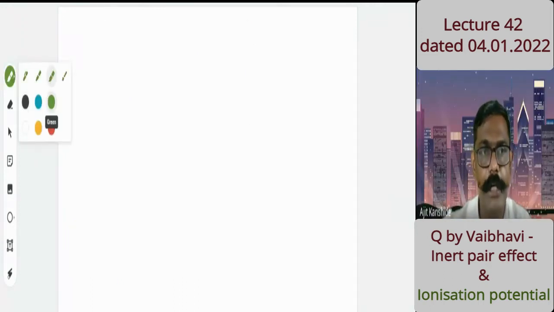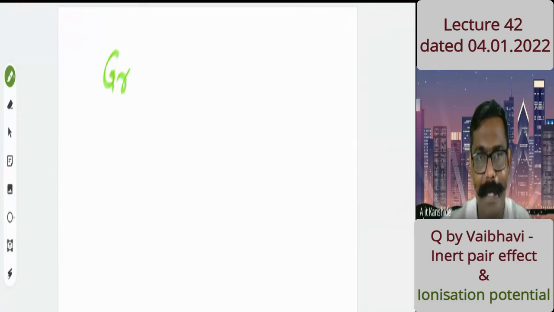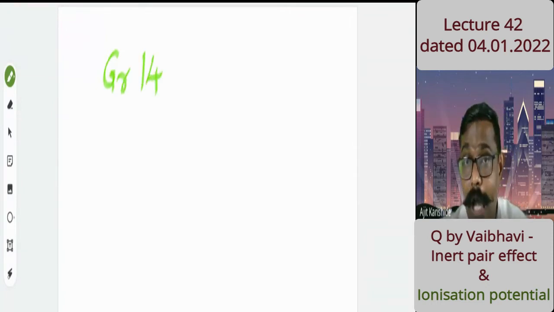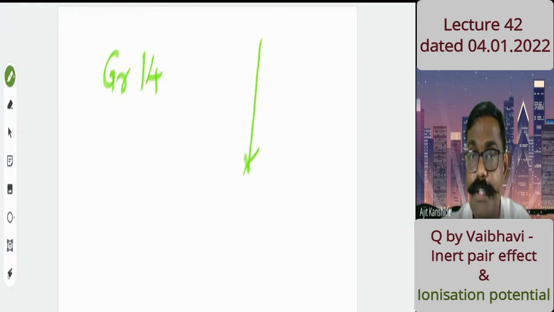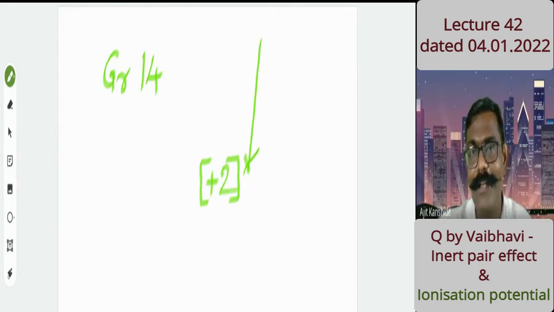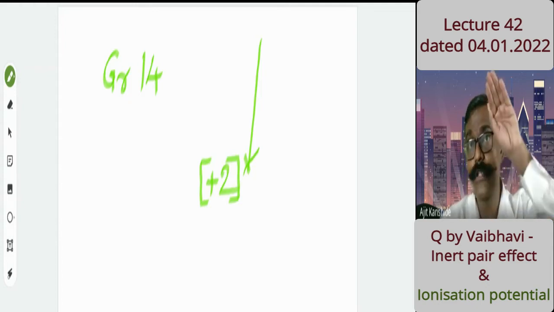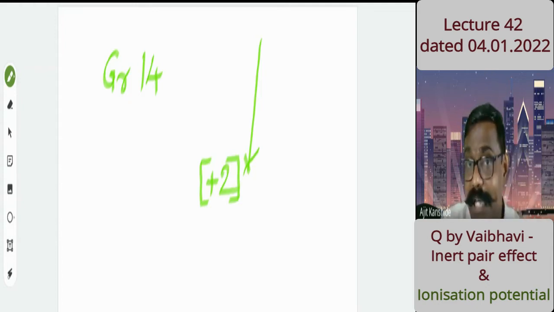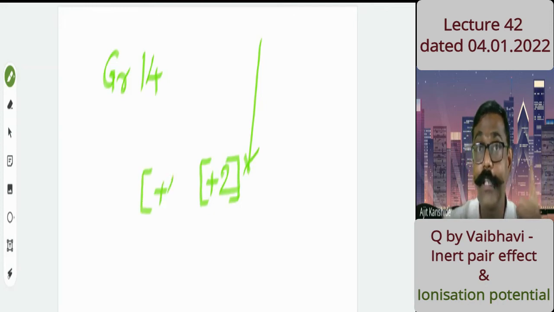If I consider group 14 elements, then as I go down the group, which oxidation state will be the stable one? In case of group 13, it was +1. In case of group 14, it will be +2. Brilliant answer, +2. And whose stability will decrease? Previously +3 was there. In group 13, it was +3 and +1. Now for group 14, +4.